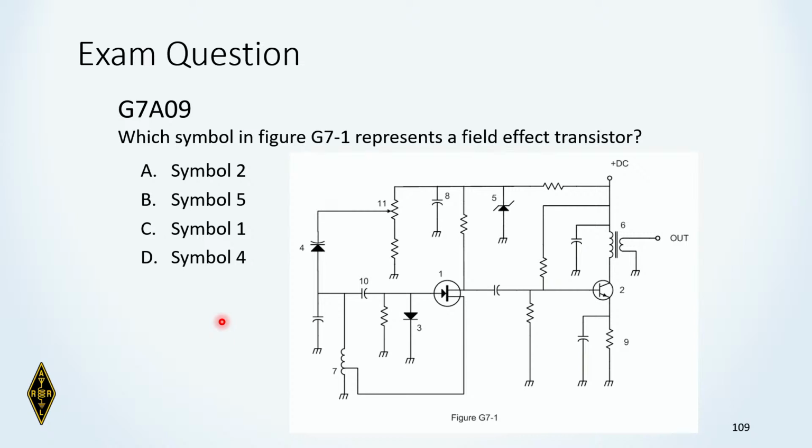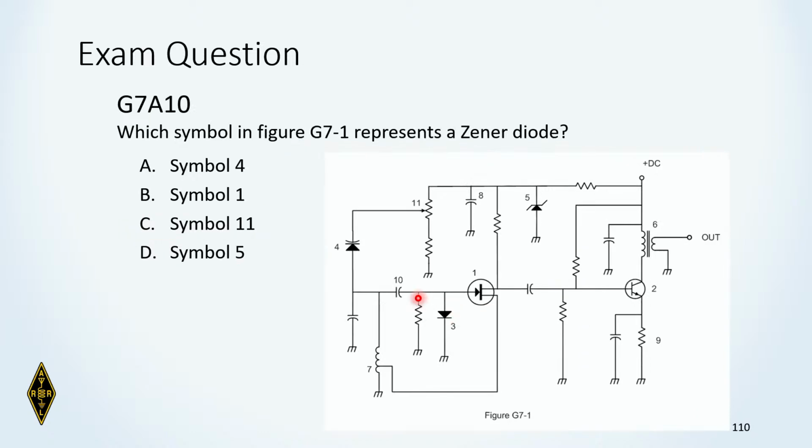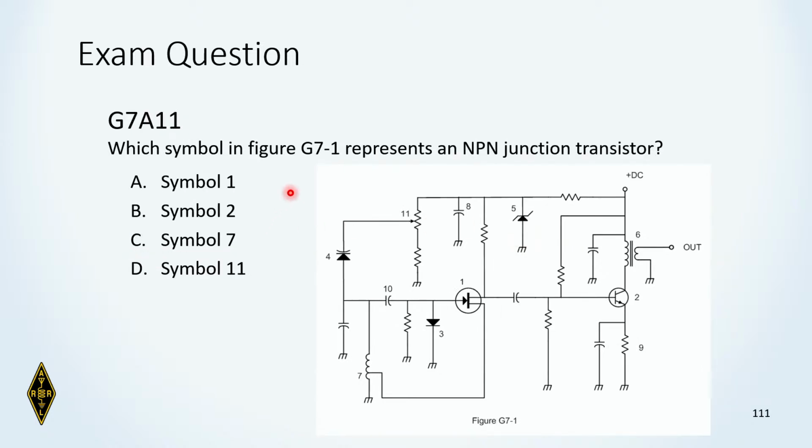Which symbol represents a field effect transistor? Might be kind of hard to see in the diagram, but it is Charlie. It's this one, field effect transistor. Which symbol represents a Zener diode? Delta. Some people call them Zeners. I'm a Zener person. What symbol represents an NPN junction transistor? Beta. Bravo. Or beta, if you like that.